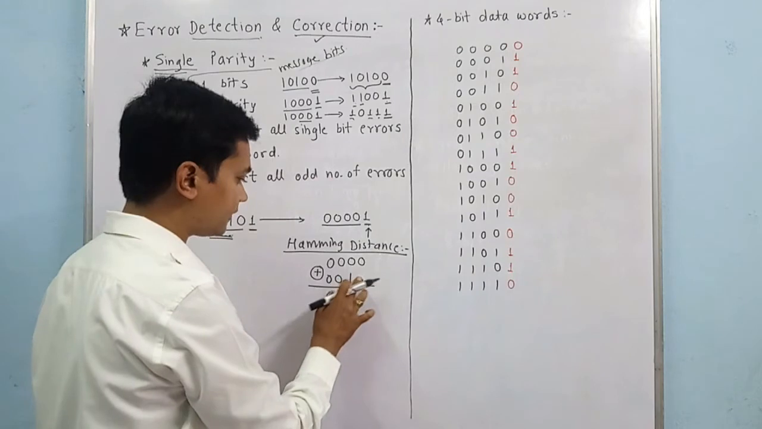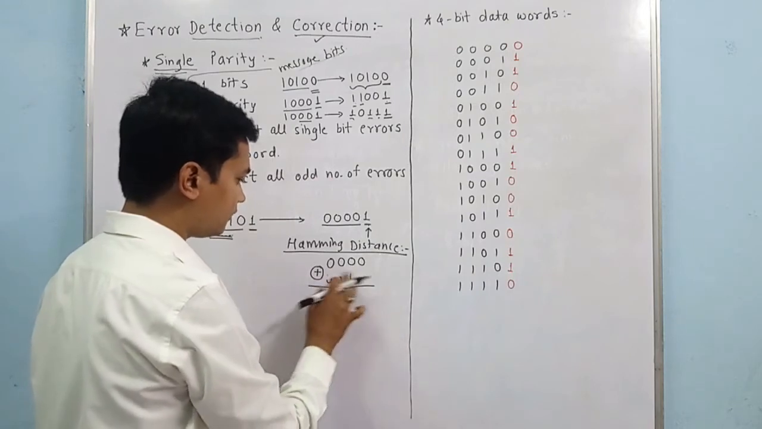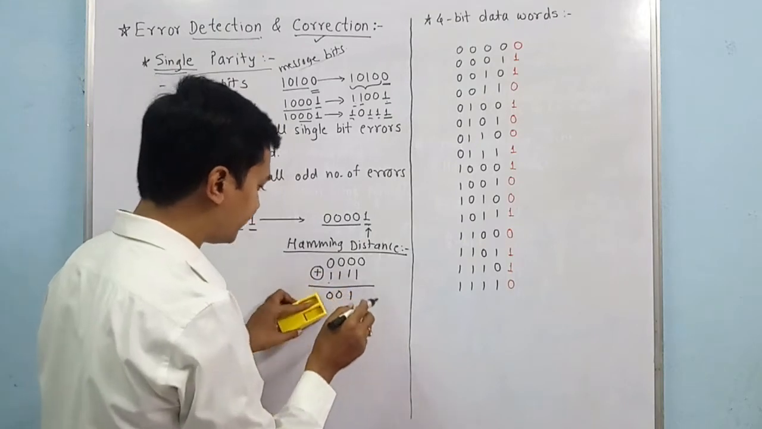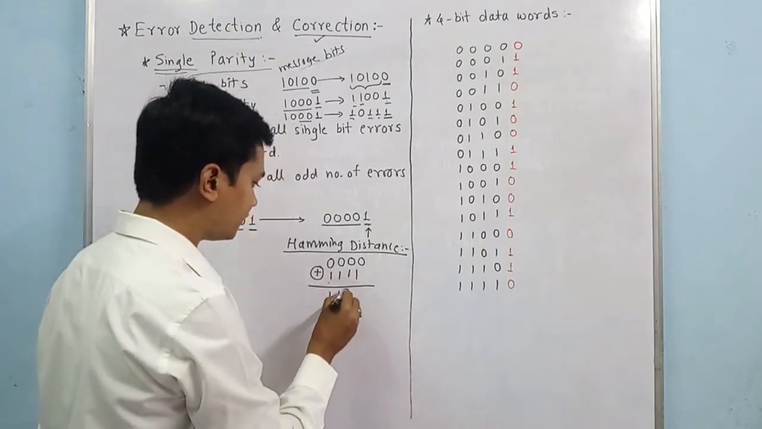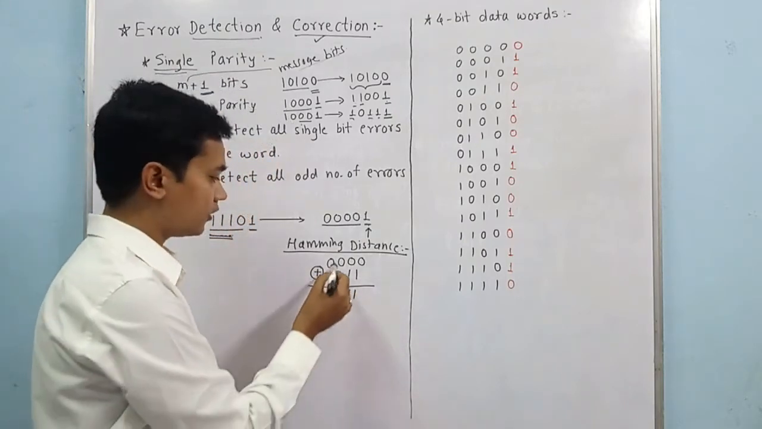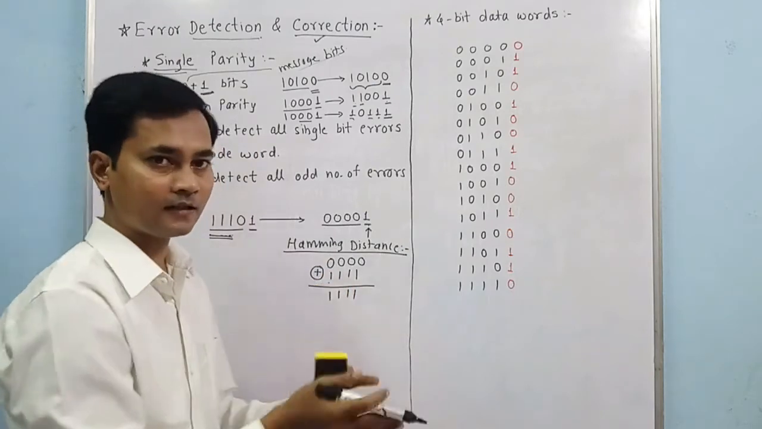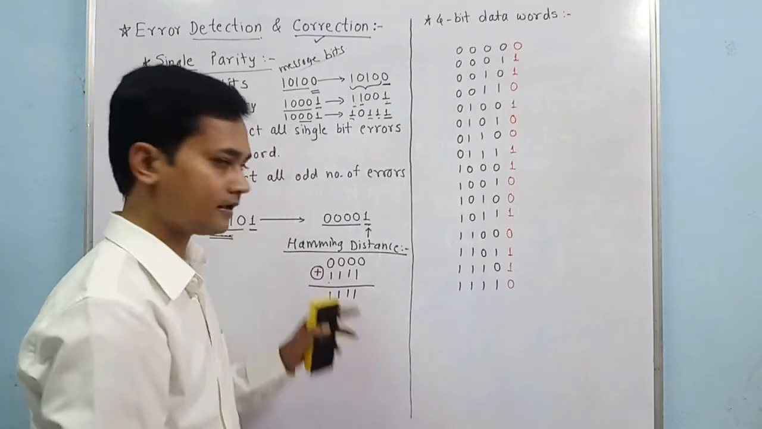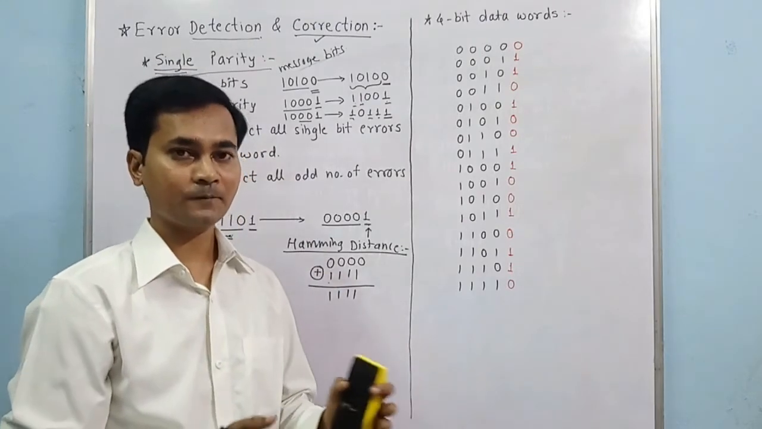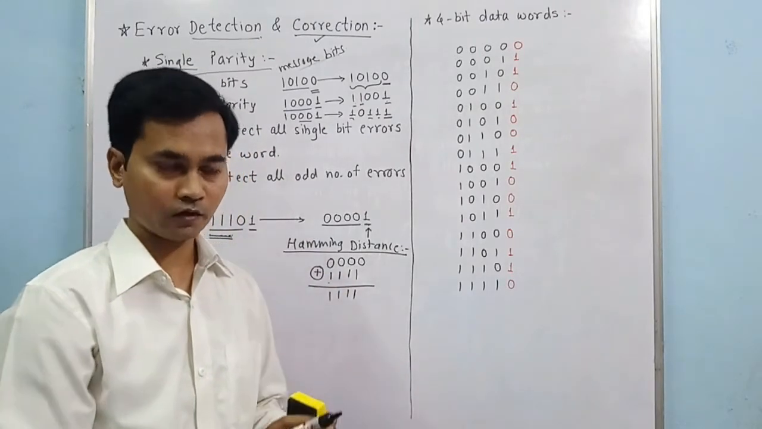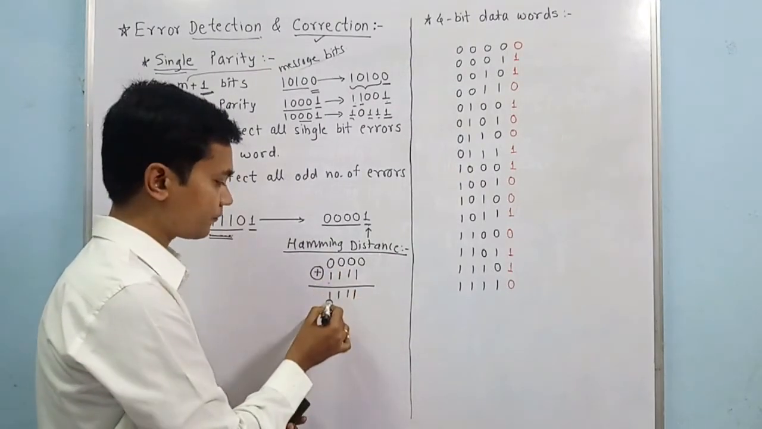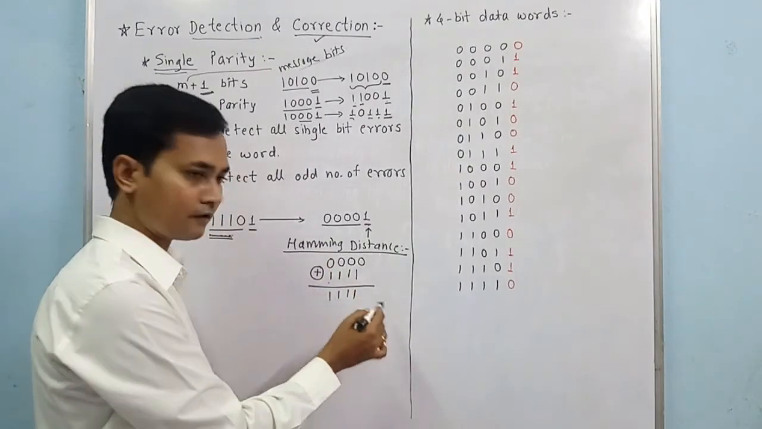001, or I will take here, suppose, 1111. Then you will get here 1111. Because if the two bits are similar, then the XOR output will be 0. If two bits are different, then you will get 1 as an XOR output. So here these two bits are different, so you will get 1 1 1 1.